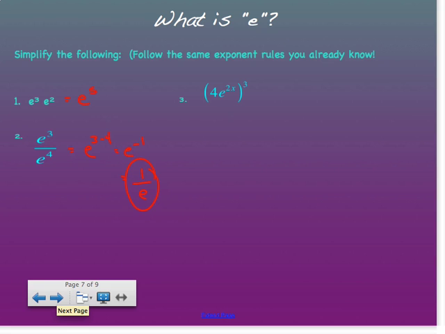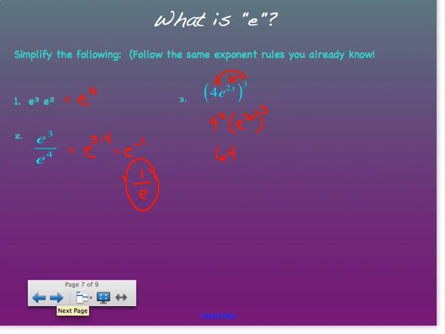Okay, and then finally, number three, you got to ask yourself, okay, what's on the inside? Can I distribute the 3? In this case, I can distribute the 3 because there's only existence of multiplication on the inside. So, quote unquote, I can go ahead and give that 3 to everything on the inside. So I really have 4 to the third power and e to the 2x all raised to the third power. And if that's the case, 4 to the third, 4 times 4 times 4, I believe is 64.